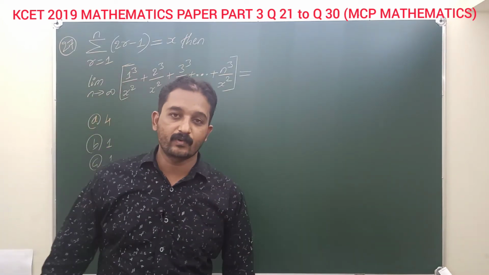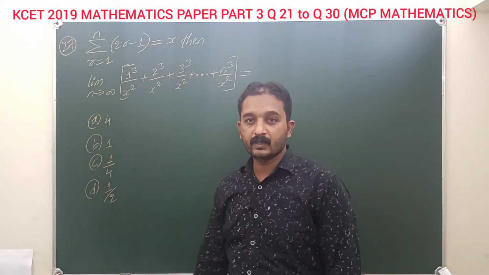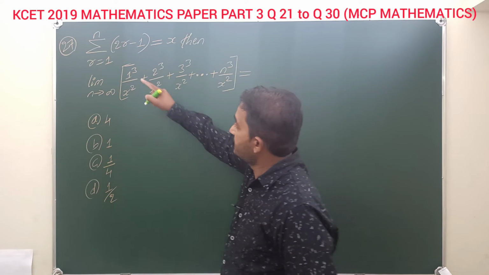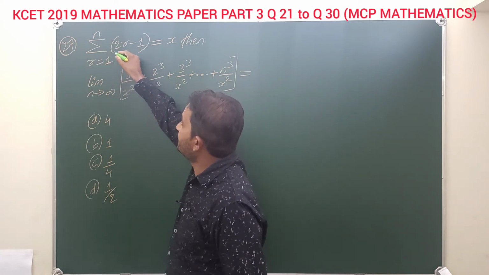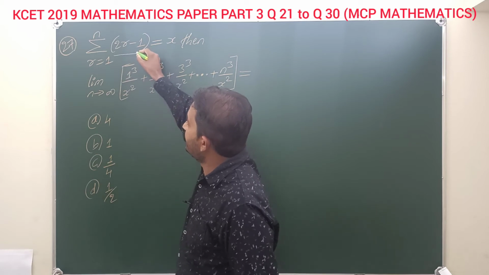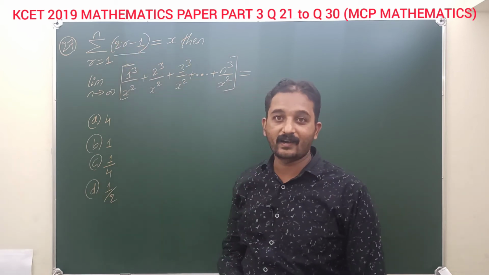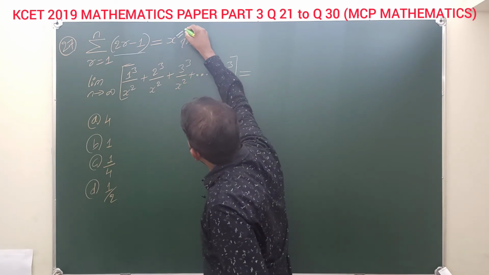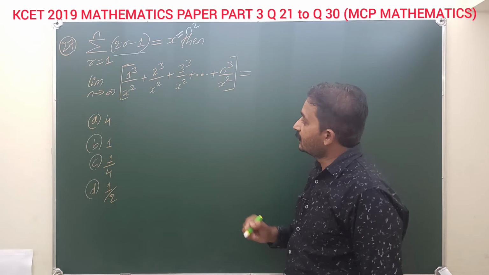Now let us move on to question number 27. This question is based on the chapter limit. Let us see the question. Here summation of r varies from 1 to n, 2r minus 1. This is odd numbers. Summation of odd numbers from 1 to n is equal to n square. It is a standard result, so x is equal to n square. Then find the value of this term. So easily we can find it.